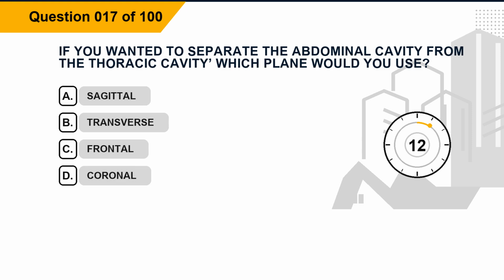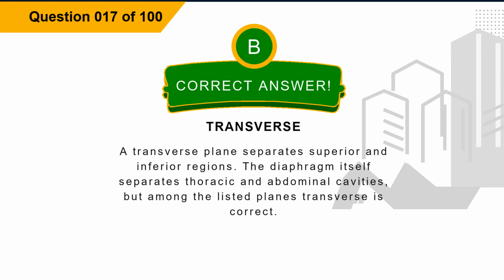Question 17. If you wanted to separate the abdominal cavity from the thoracic cavity, which plane would you use? Option A, sagittal. Option B, transverse. Option C, frontal. Option D, coronal. The correct answer is option B, transverse. Explanation. A transverse plane separates superior and inferior regions. The diaphragm itself separates thoracic and abdominal cavities, but among the listed planes transverse is correct.